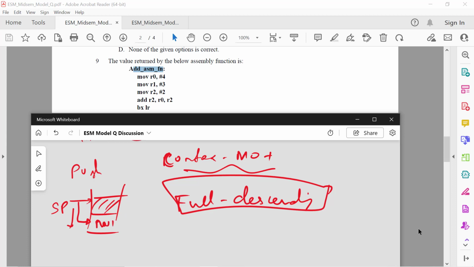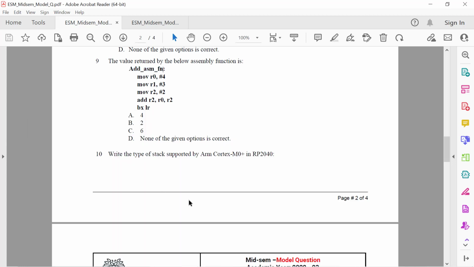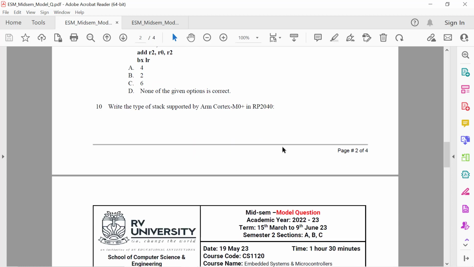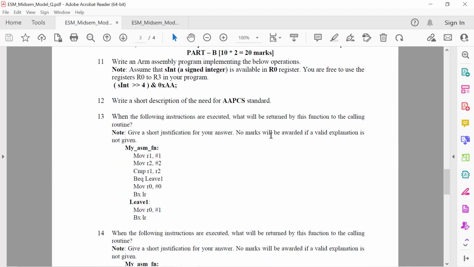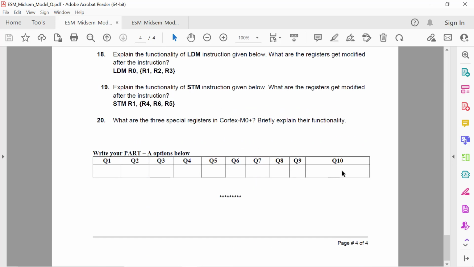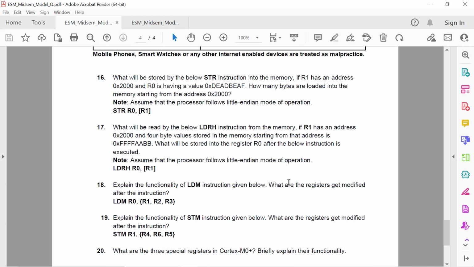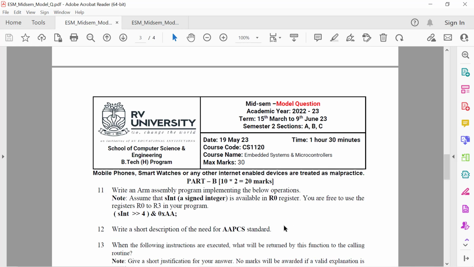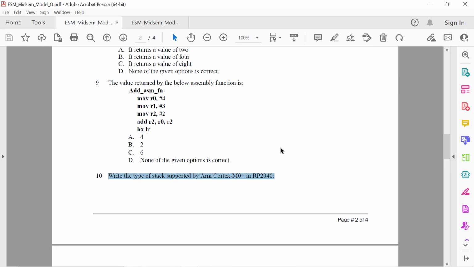The new value will be put here. So you need to explain it like this with a small picture. The question says write the type of stack supported by ARM Cortex and provide a short description. Maybe I should have added that part of it. Actually, I'm sorry, I think full descending is enough for you here because it's a one mark question. So I want you to just write full descending. No description is required because it's a Part A question.